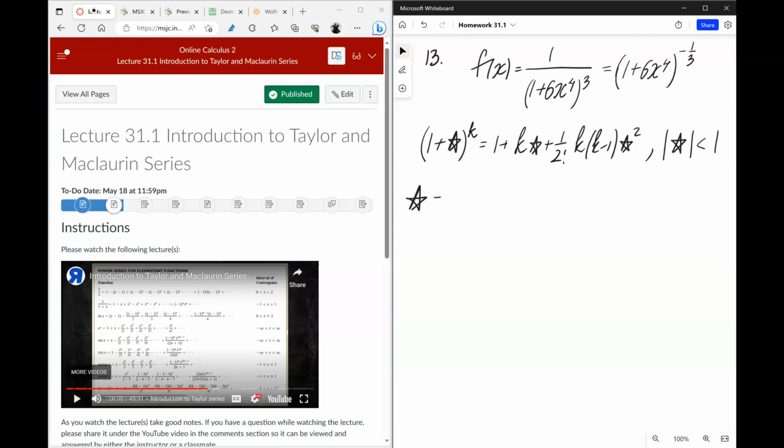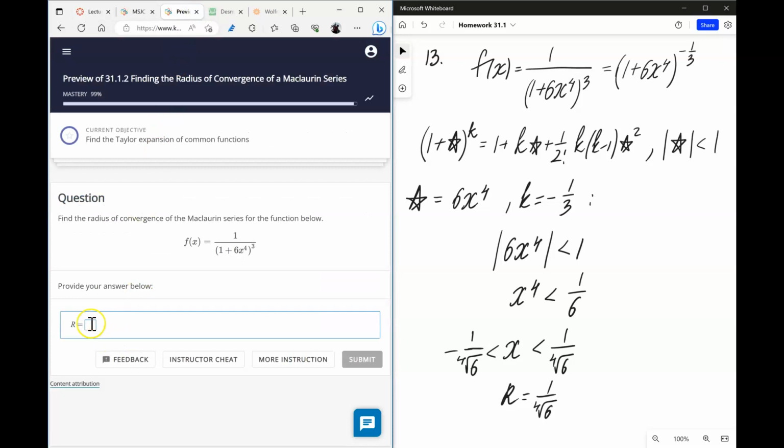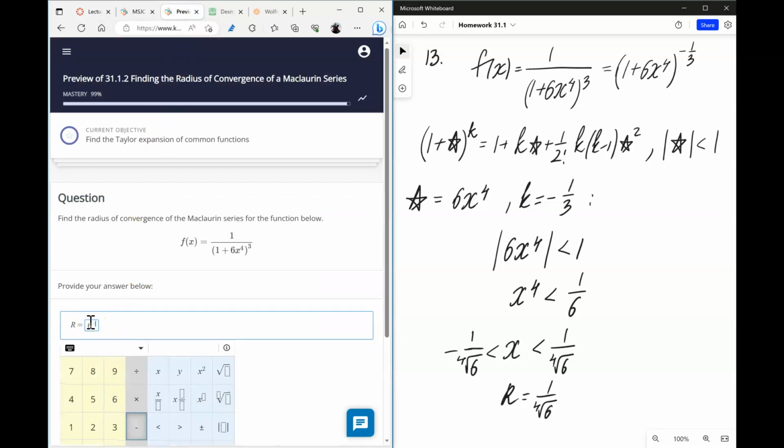So in our case, we have the star to be equal 6x to the 4, and the k is equal to -1/3. So to find the interval of convergence, we plug that in, and this is the inequality that we have to solve. And to solve it, this is what we do. So the radius of convergence here is 1/4√6, or 6 to the power -1/4.